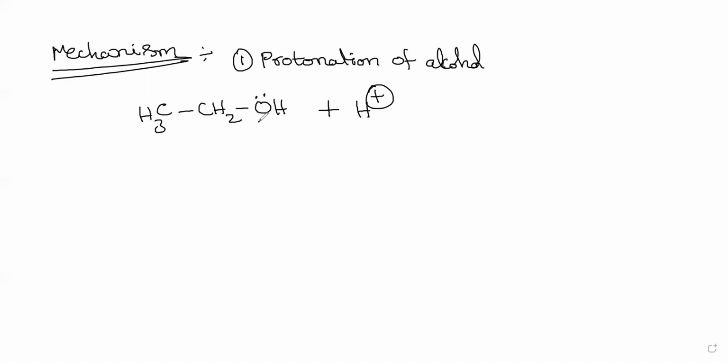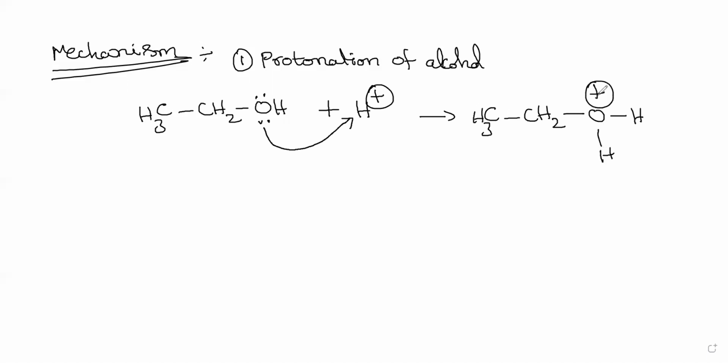And now here this lone pair will go and stick to this proton; the proton will stick to this oxygen. A lone pair will be transferred here. And now here you get CH3CH2OH, H+ ion. This is what you get, right? Now after this we get CH3CH2OH2+.